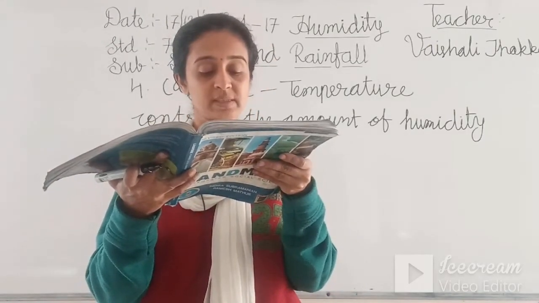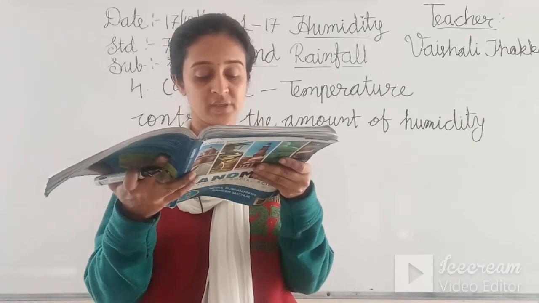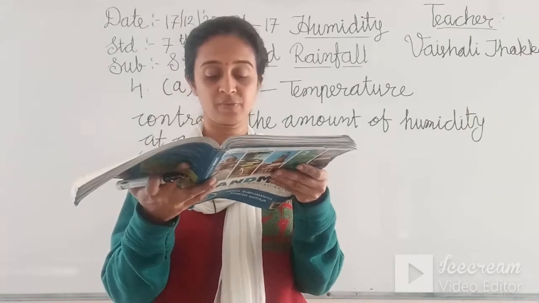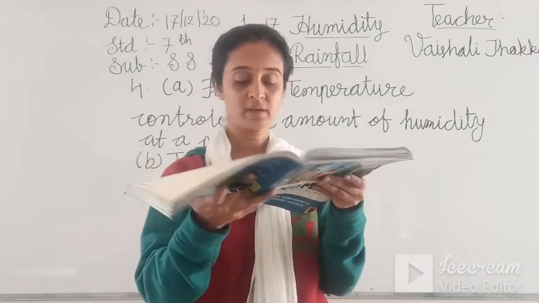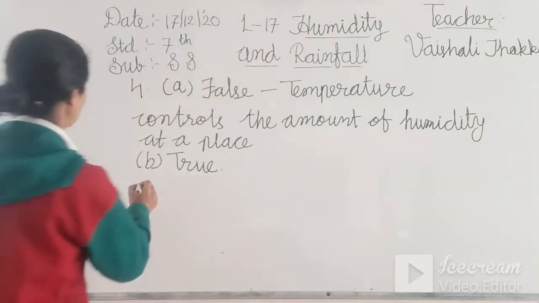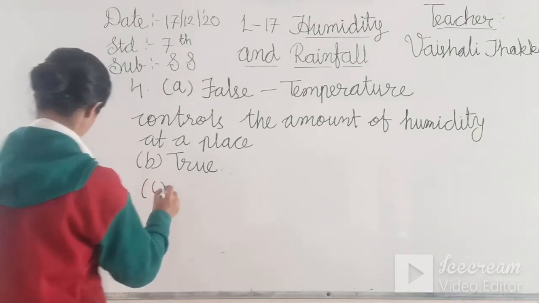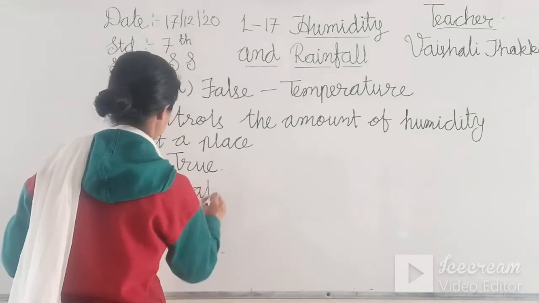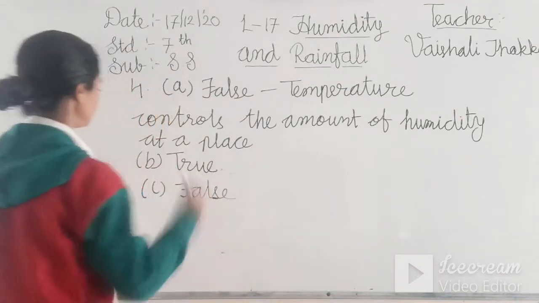C. Snow and sleet are forms of condensation. No, it's wrong. Snow and sleet are forms of precipitation. C, false.